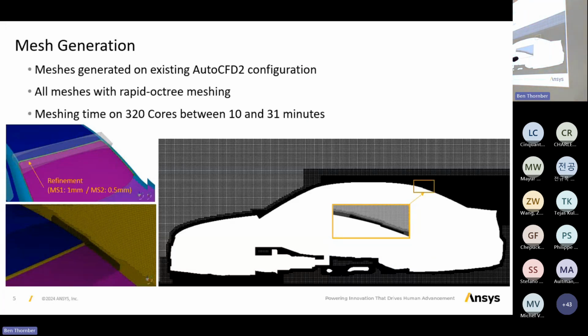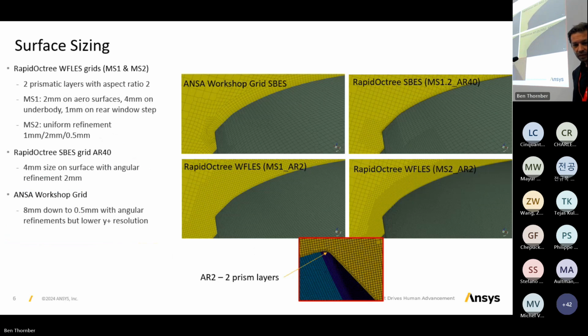Those meshes that I'll present first are based on the meshes you already saw in the AutoCFD4 workshop. All meshes that are created by ourselves are using rapid octree meshing. The meshing time, which is also interesting, on 320 cores is between 10 minutes for the smaller and 31 minutes for the larger meshes. Now, those meshes look sort of like this.